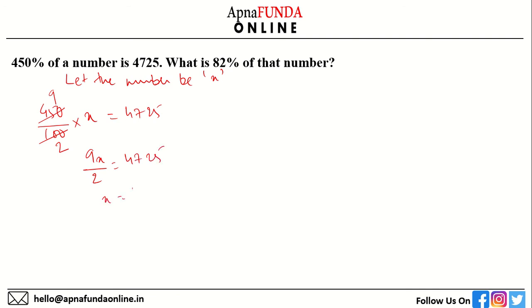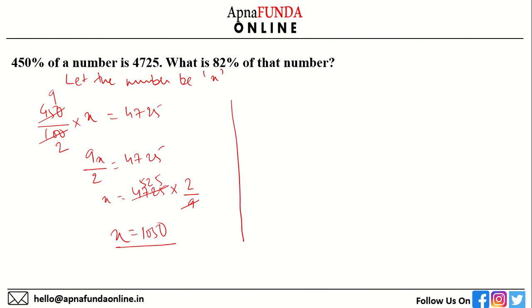x will give me 4725 into 2 by 9. Now find out whether 4725 is divisible by 9. Yes, it is. This will be 525. So 525 into 2 will give me 1050. This is x. We have got the value of x.